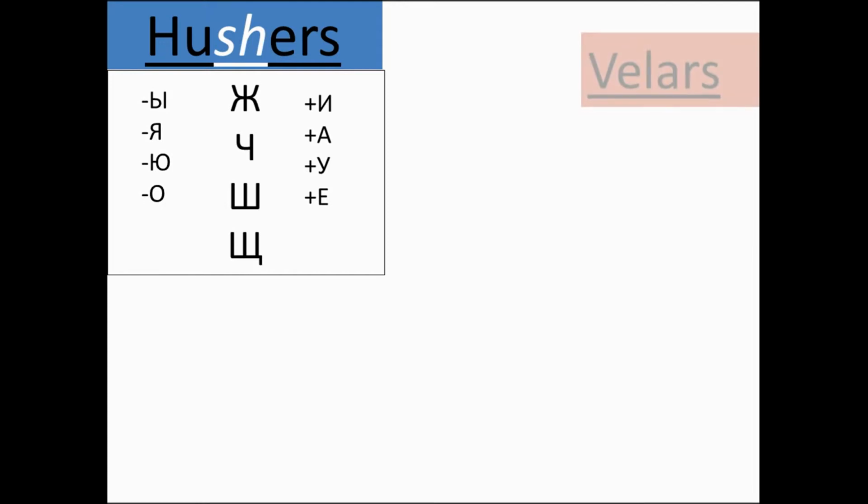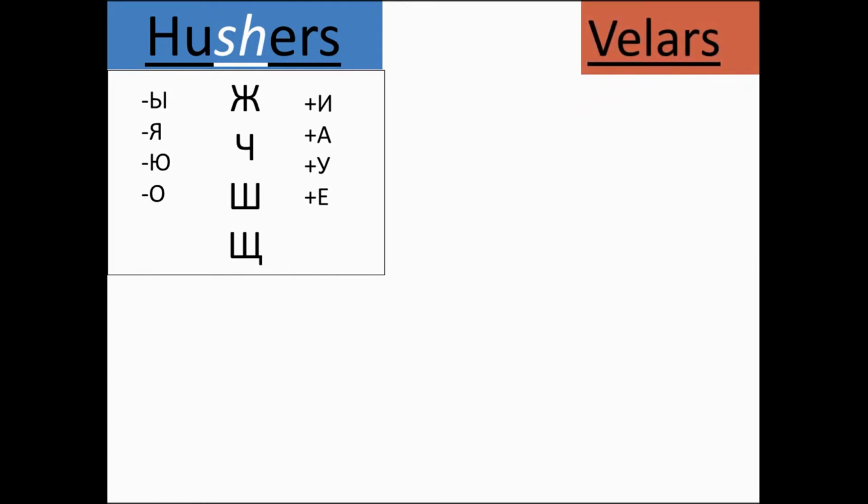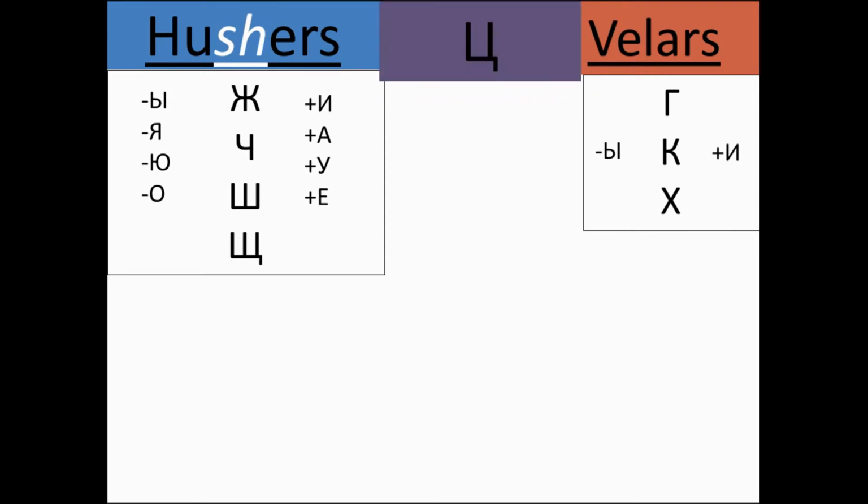Now what are the velars? The velars are the letters that are created in the back of the throat, and so those are g, k, and kh. Now these letters cannot be followed by ы, they will instead be followed by и. Ts also has its own special spelling rules. Ts cannot be followed by я, ю, or о. Instead, it has to be followed by а, у, or е, respectively.